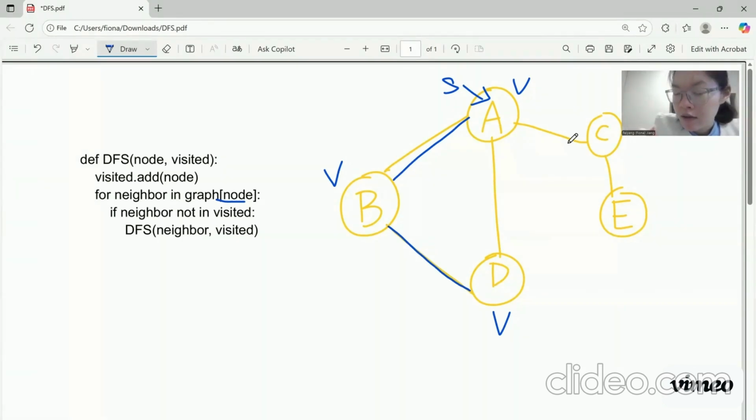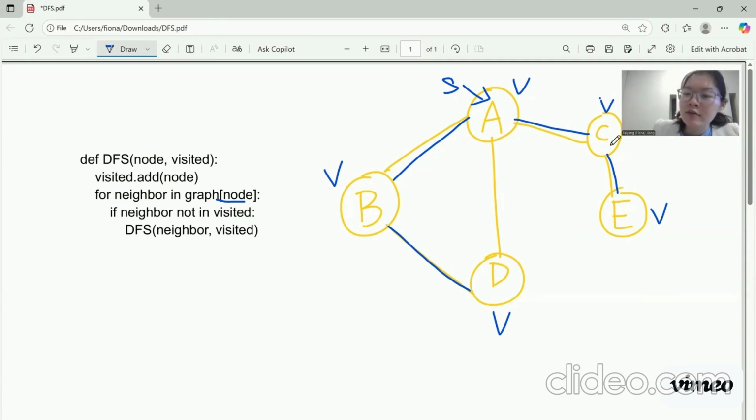Does A have any remaining unvisited node? Yes, it does. It has node C that's still unvisited. So let's go to node C and mark it as visited. For the unvisited neighbor of C, we have node E. At this point, for E, we don't have any unvisited neighbors, and that means we need to backtrack, right?